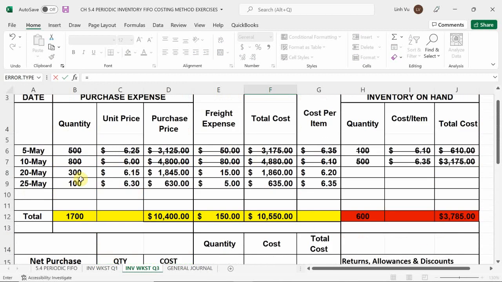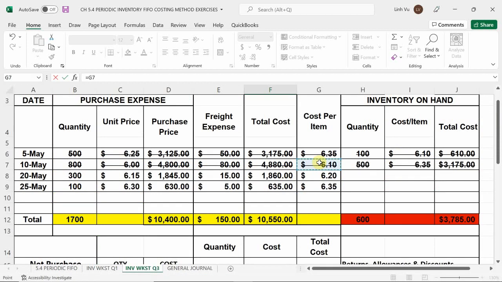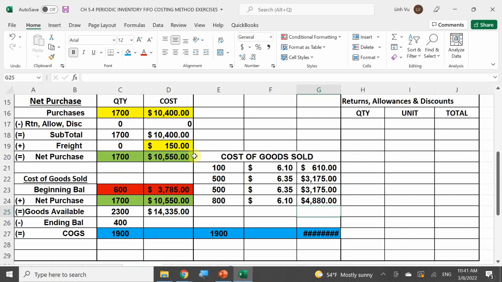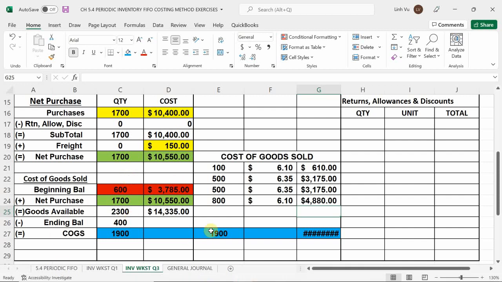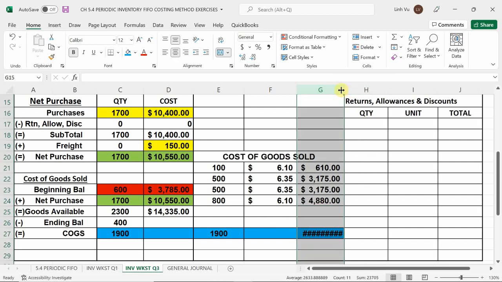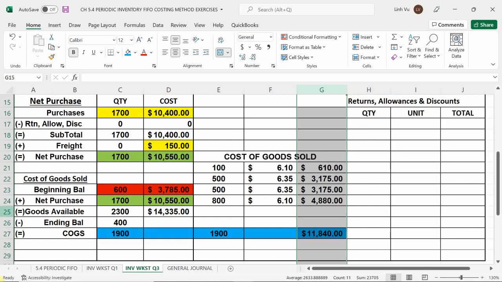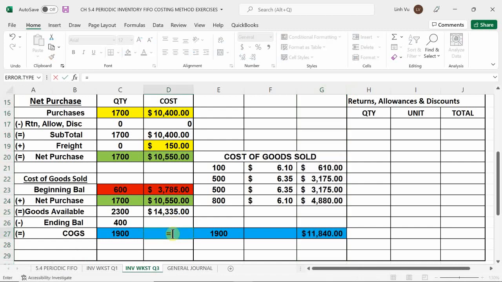These 800 units cost me $6.10 each, which gave me a total amount of $4,880. And therefore, I get a total cost of goods sold. I racked up a total of 1,900 units, which cost me a grand total of $11,840. So that is where this number comes from.